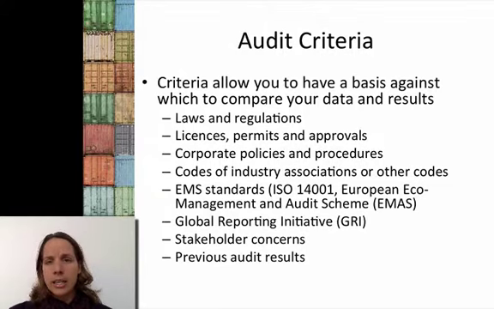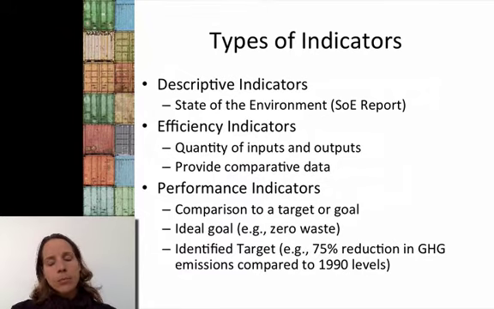Are you going to look at industry codes or EMS standards, the GRI as I mentioned previously, or maybe there's some stakeholder concerns that you're collecting data to audit against. Or as I said, previous audit reports. You could also look at that as a criteria. Then once you've set your criteria, you need to come up with some indicators. So exactly how are you going to measure what's going on in the organisation or indeed in the natural environment?